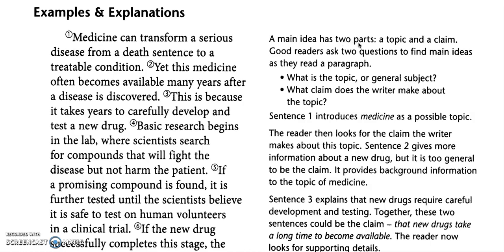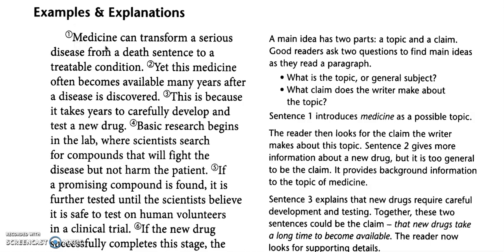Now, if we want to find the main idea, first of all, we need to identify what is the topic of this paragraph. So a good reader asks 2 questions. What is the topic or the general subject? And then what claim does the writer make about this topic? The claim is the main idea, and the topic is just a very general subject such as medicine.